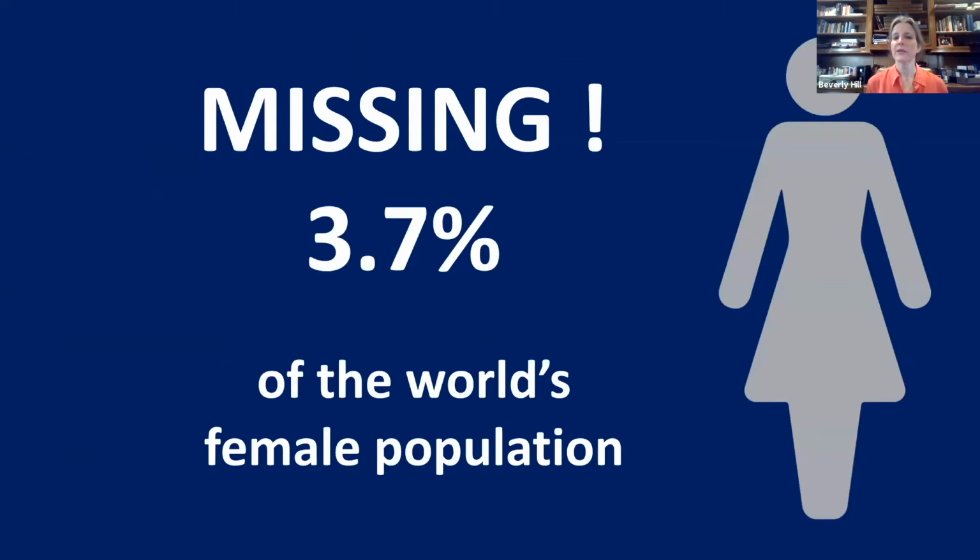The last way to make sense of the number is to express it as a percentage of the female population. So understood that way, 143 million is 3.7% of the world's female population. Now, think about it. If you lost almost 4% of any other demographic group, an ethnic group, a racial group, a religious group, there would be protest, there would be violence, there would be war. 3.7% of this demographic group, roughly half the world's population, isn't there. They've been lost due to man-made causes and nobody even knows about it.